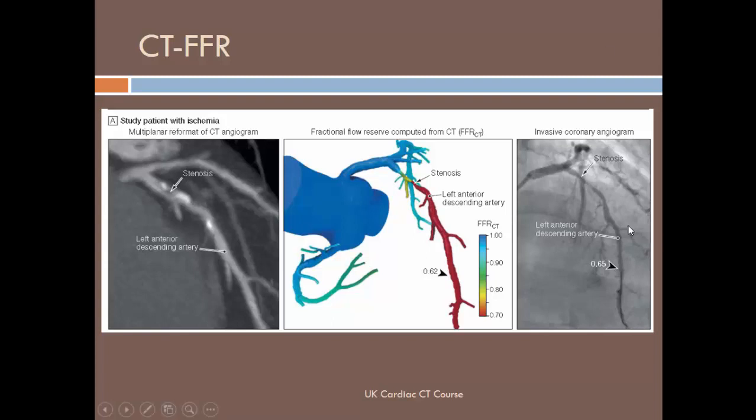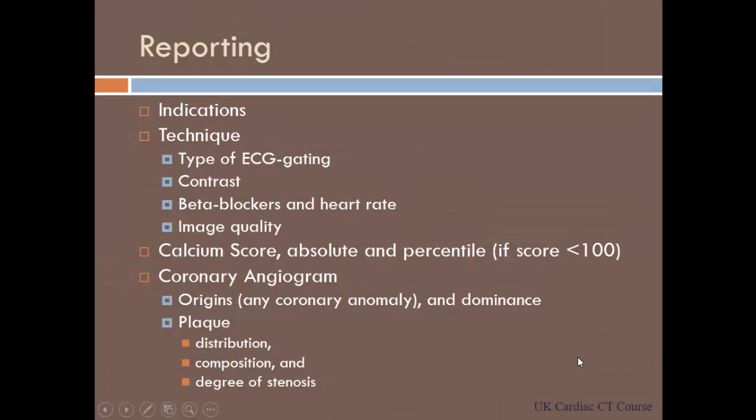And they correlated like this. For example, this is an invasive cath with an invasive FFR of 0.65 in this example.